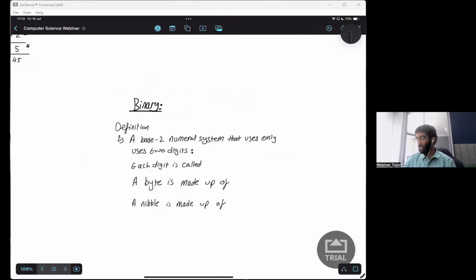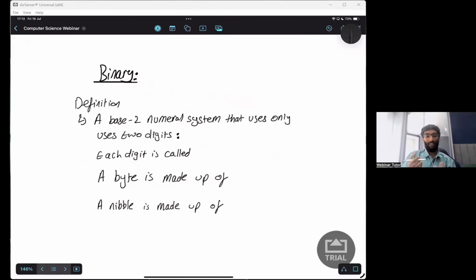So now we're going to be looking at binary. The definition of binary is that it is a base 2 numeral system that only uses 2 digits. What are these 2 digits? Well, they're just ones and zeros. And each digit is called a bit. A byte is made up of 8 bits. And if you take a nibble out of that byte, you're left with 4 bits.